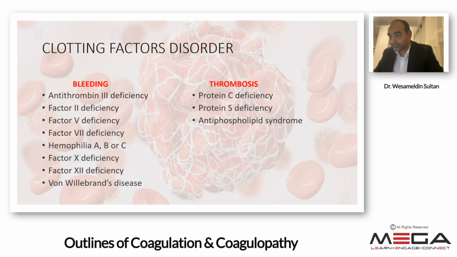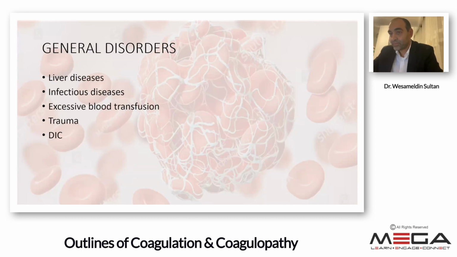For clotting factor disorders, either bleeding or thrombosis, any deficiency in one of the clotting factors will lead to bleeding. And we have the thrombotic manifestations with protein C deficiency, protein S deficiency, and antiphospholipid syndrome. We have other general disorders like liver diseases affecting clotting factor synthesis, like vitamin K and the others, infectious disease that may affect bleeding disorders, excessive blood transfusion, trauma, and disseminated intravascular coagulopathy.